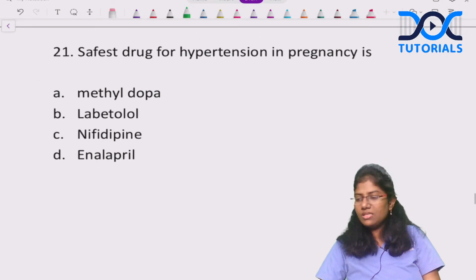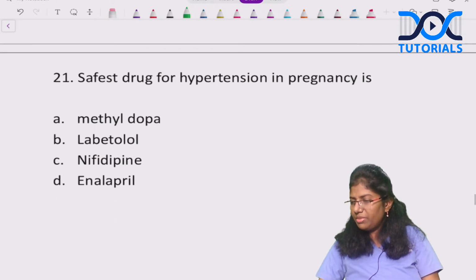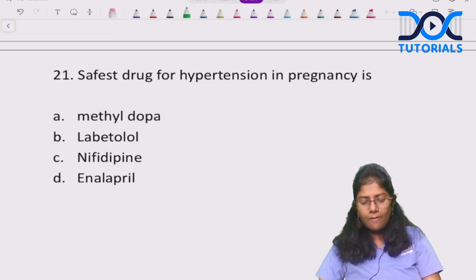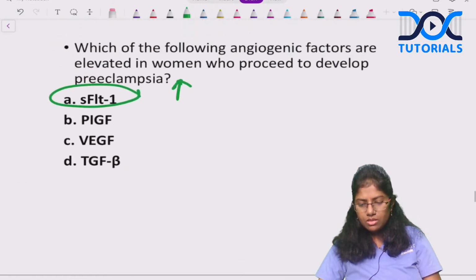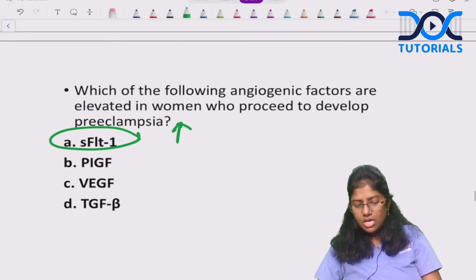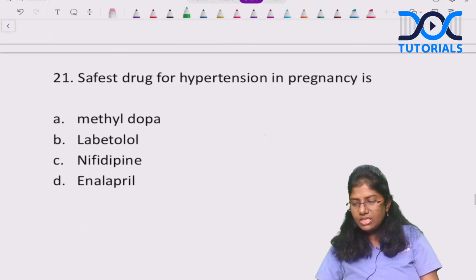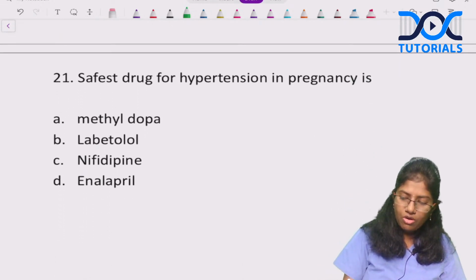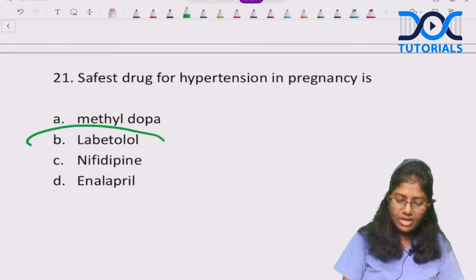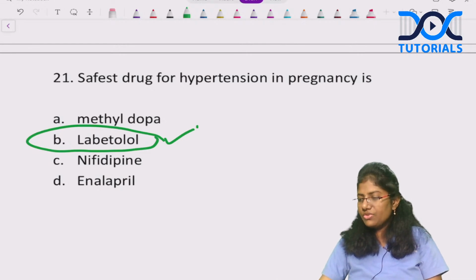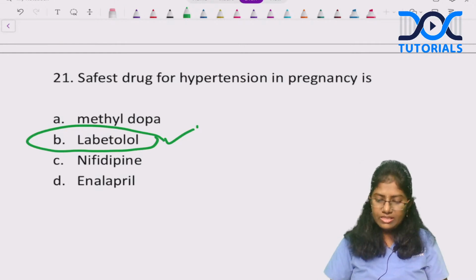Hypertension. Safest drug for hypertension in pregnancy. Why are you telling nifedipine here? Methyl dopa, no, again. The safest drug for hypertension in pregnancy is labetalol. Labetalol is the safest and the most recommended drug. No, not methyl dopa. Definitely the answer is labetalol.